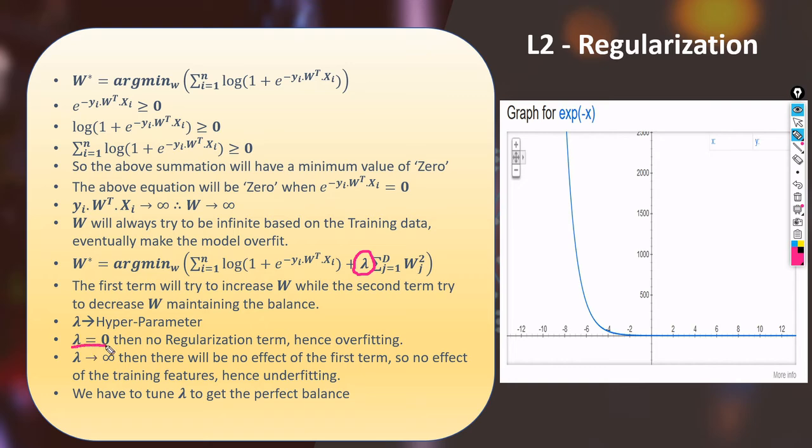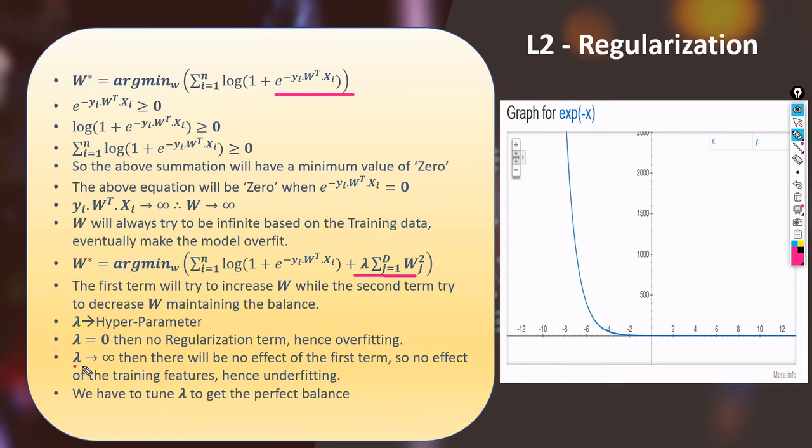So if lambda equals 0, then there is no regularization term, right? So it will be similar to the above optimization function, right? So it will overfit.